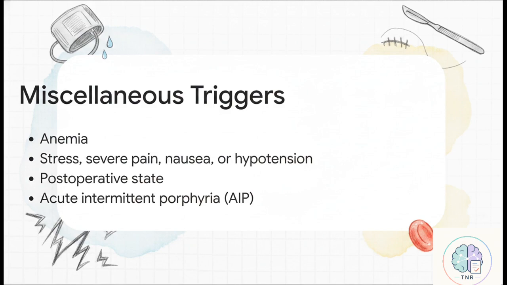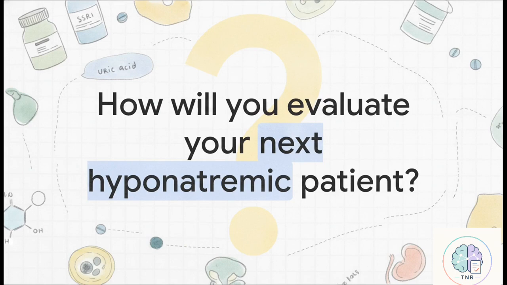So having meticulously unpacked every single point of SIAD criteria and causation, from those rigid osmolality numbers to the massive list of offending drugs and tumors, the real question is, how will you apply this structured pathway to solve the puzzle of your very next hyponatremic patient? Will you remember to check the uric acid? Will you review their medication list for SSRIs?